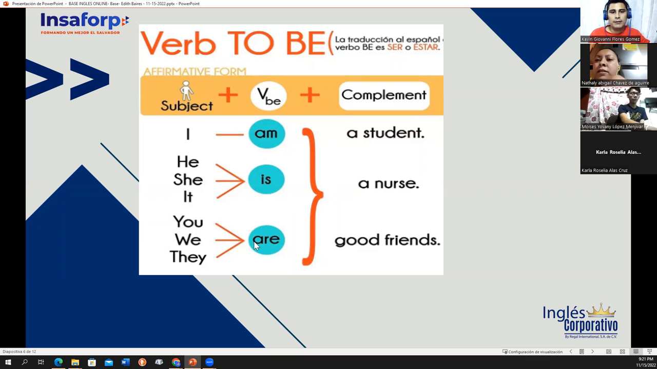Ejemplo con are. You are good friends. Tú eres mi amigo. We are good friends. Nosotros somos buenos amigos. Ellos son buenos amigos. They are good friends. Okay. Esos son ejemplos de ser. Ahora un ejemplo con estar.